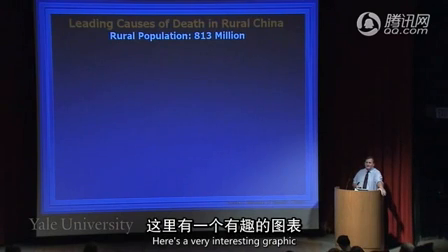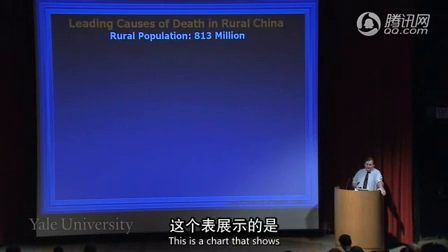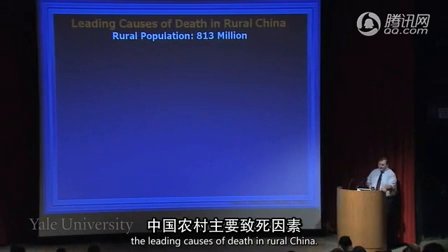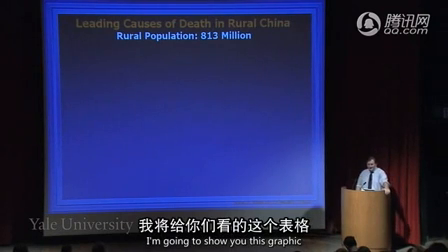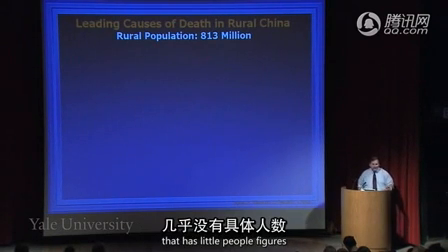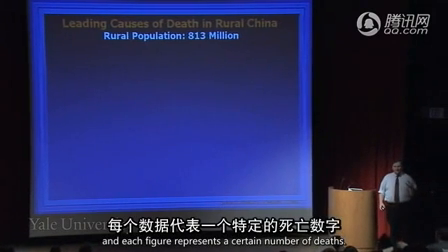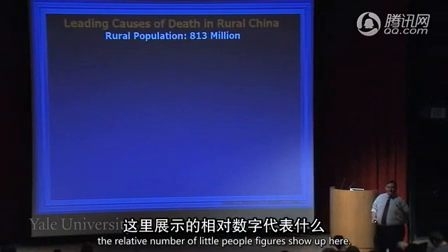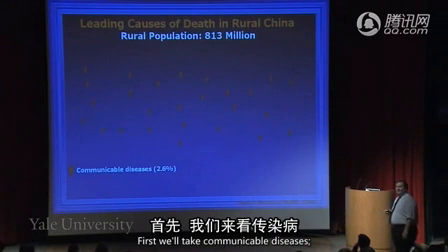Here's a very interesting graphic that depicts this changing global burden of disease. This is a chart that shows the leading causes of death in rural China. Total population, 813 million people. Very large numbers of people. And I'm going to show you this graphic that has little people figures, and each figure represents a certain number of deaths. Doesn't matter so much exactly how many deaths, but you'll just see the relative number of little people figures show up here. So first we'll take communicable diseases.